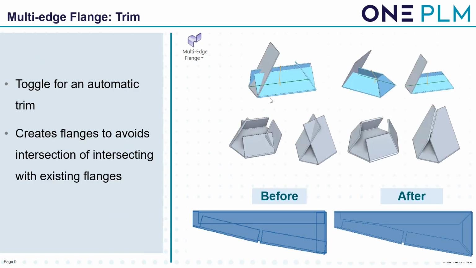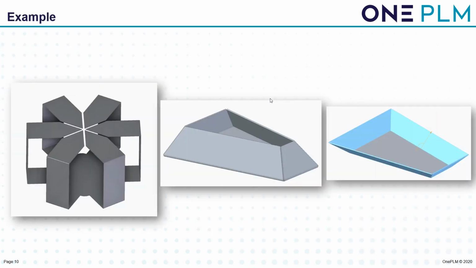When we're doing this, there's a trim option. So you can see as we're bringing a flange in, it's automatically going to trim the other flanges that may intersect with it, either during the creation of the new flanges or with the flanges that are already there. So we've got some nice little examples of how those are going to go.